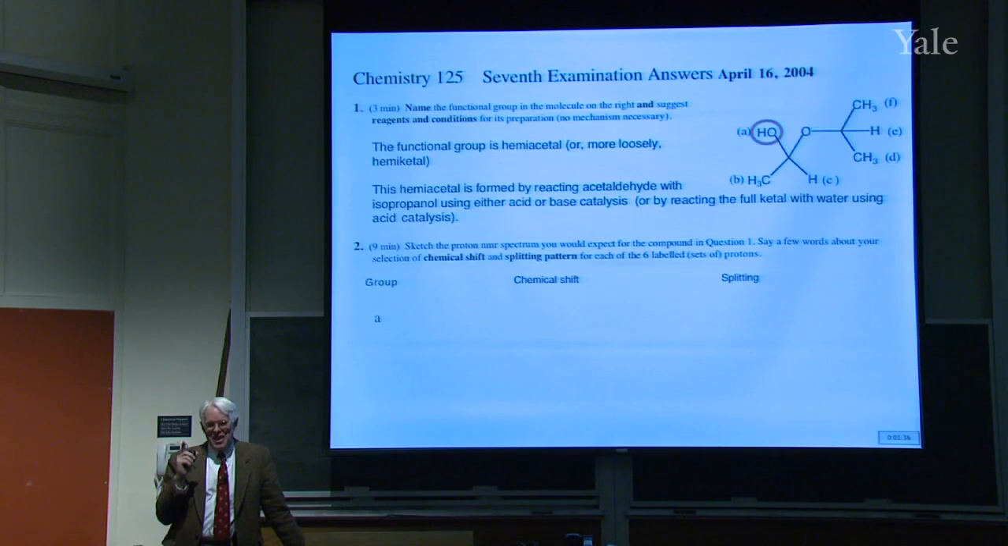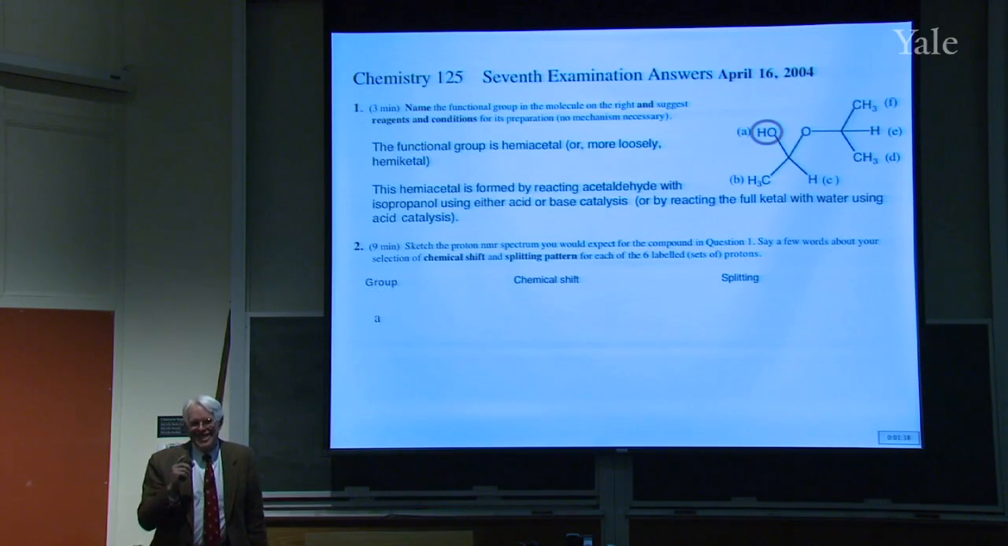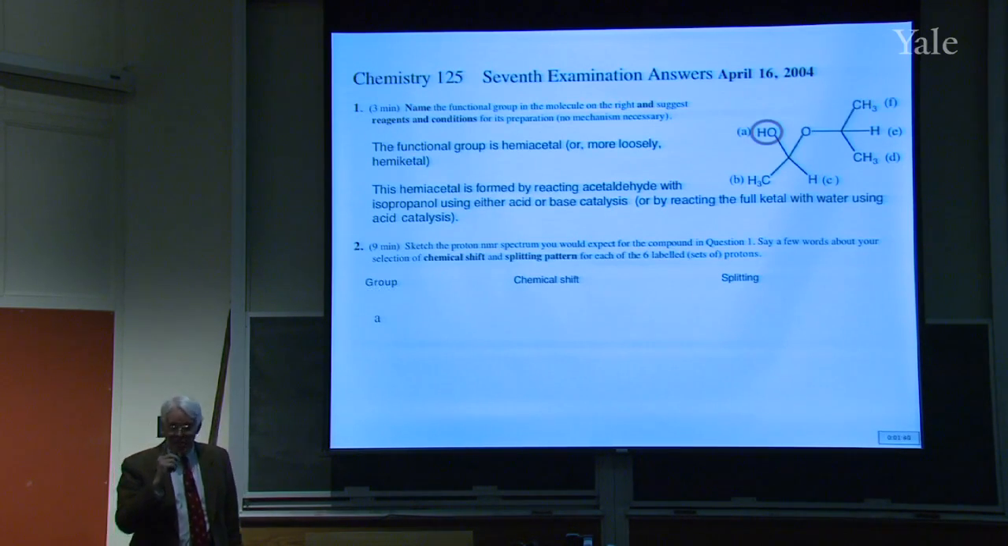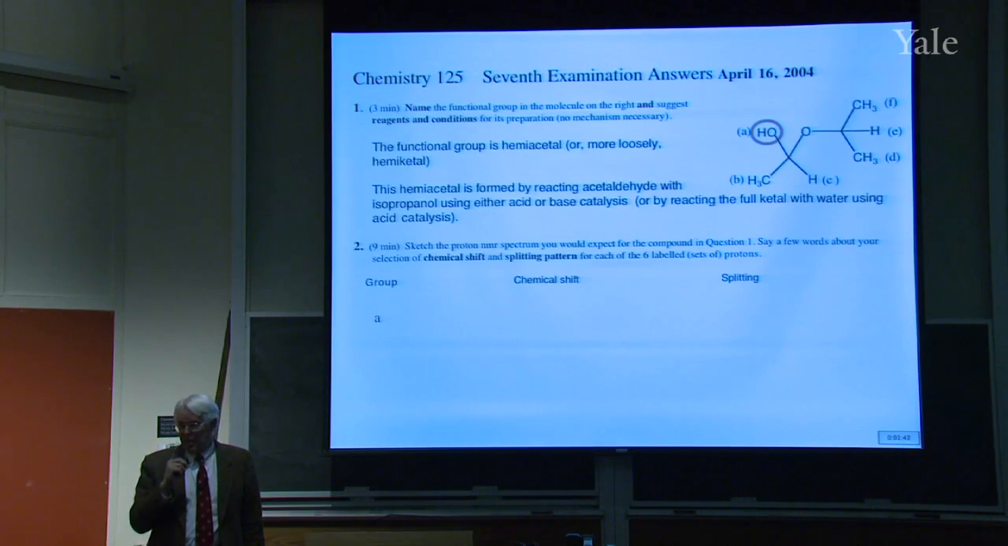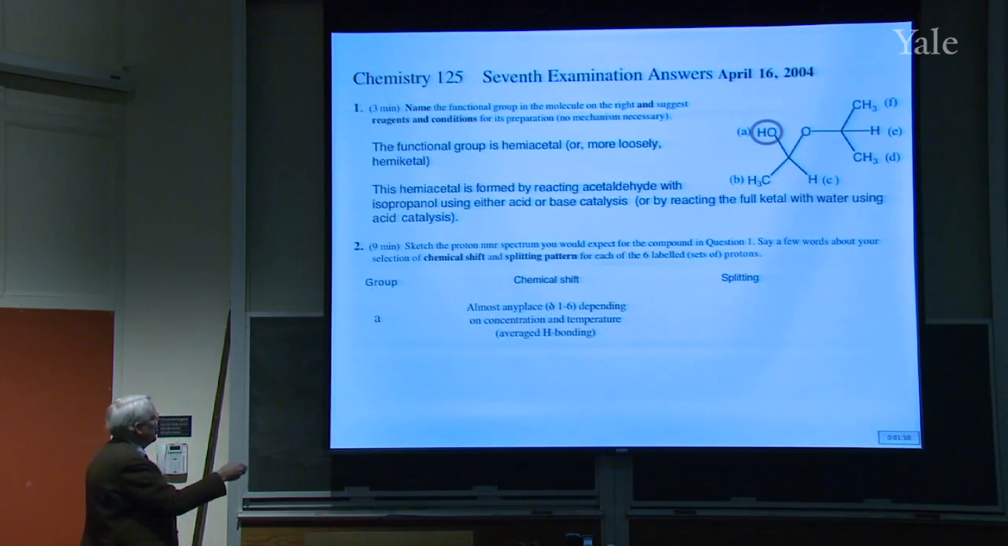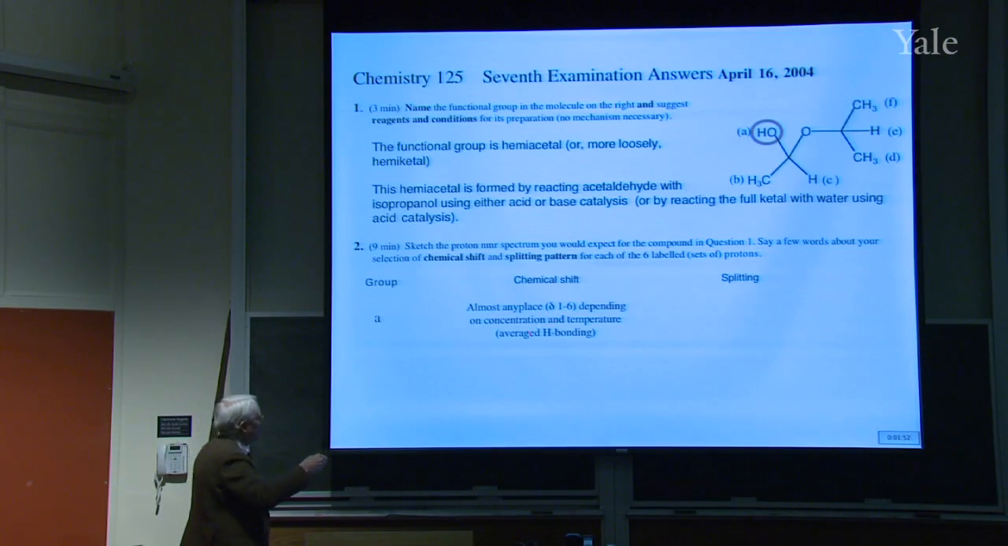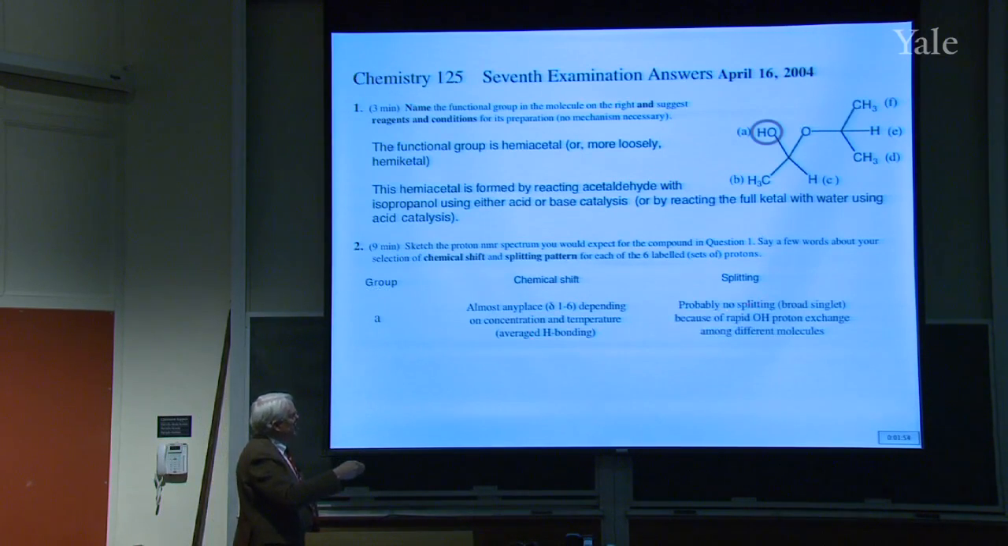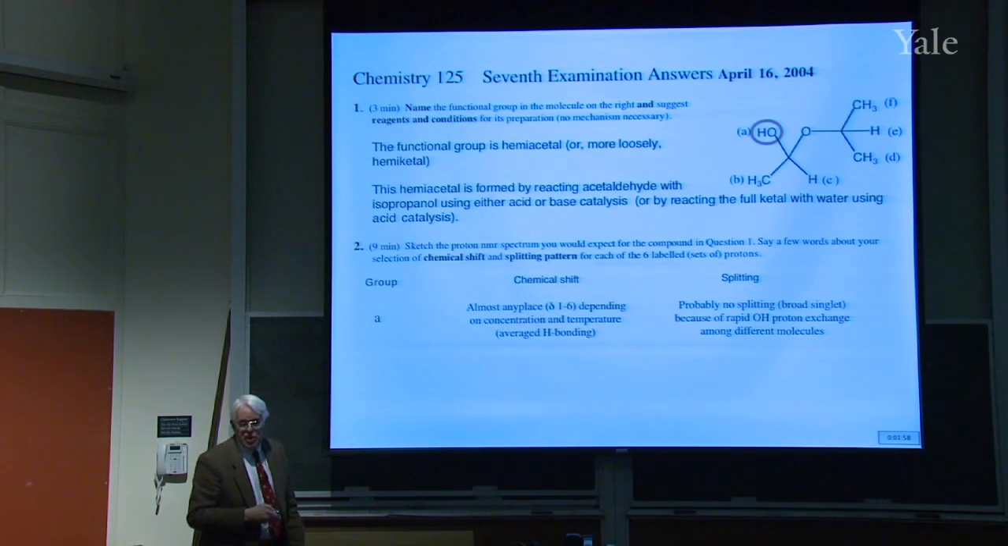Sebastian, you shake your head slightly. Well, it depends on what the solvent is. It depends. In DMSO, it would be a doublet. But mostly you don't use that. And in chloroform, it would be exchanging, right? So you wouldn't see the splitting. Okay, so it could be almost any place between 1 and 6 for hydrogen bonding. And it would be a broad singlet because of rapid OH exchange.